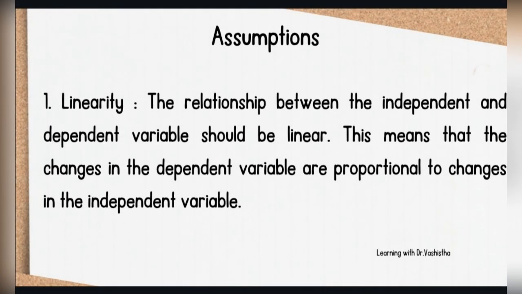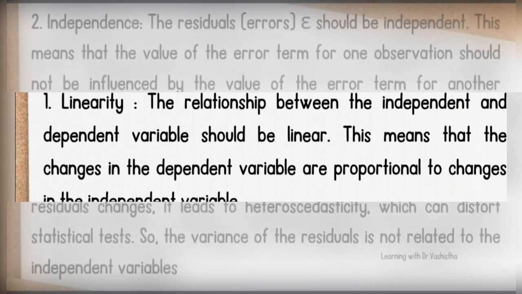So now comes the assumption part. Each and every assumption can comprise a chapter, so I guess more tutorials would be needed to explain these in detail. For now, we'll just get familiar with what they are. The very first assumption is the assumption of linearity, which says that the relationship between the independent and the dependent variable should be linear, which means that changes in the dependent variable are proportional to changes in the independent variable. Meaning, if there is a 10% change in the independent variable, the dependent variable will also change in the same proportion, that is 10%.